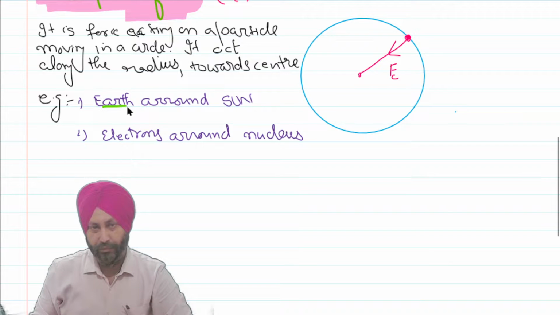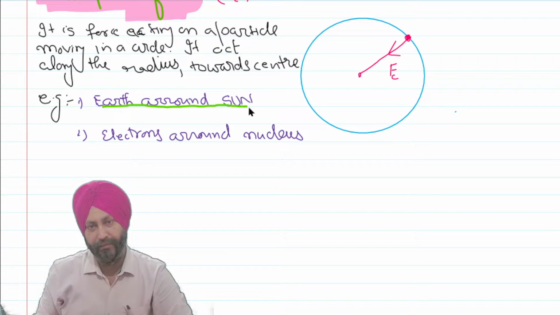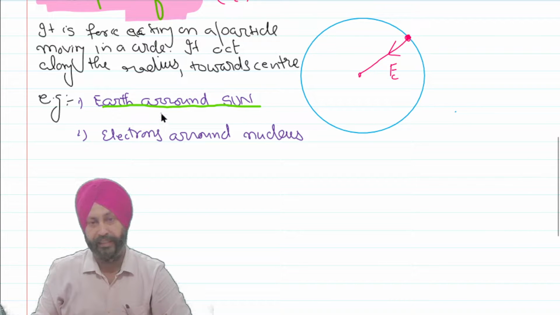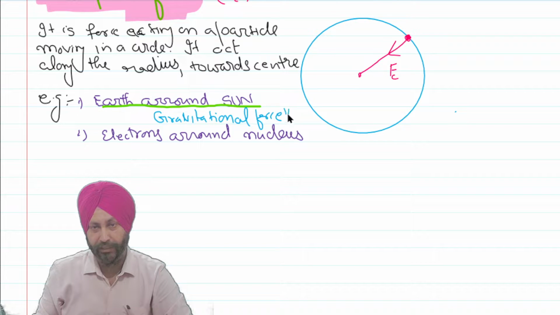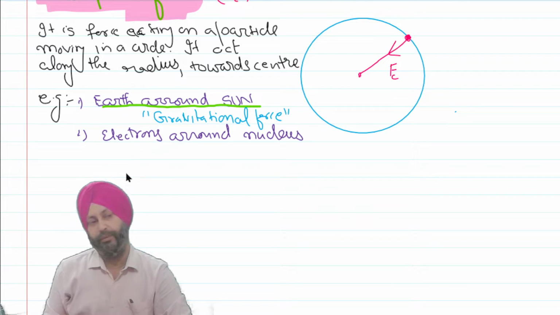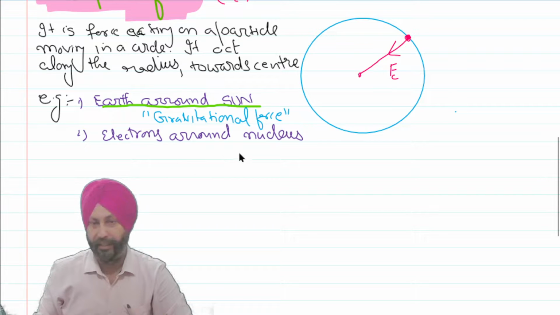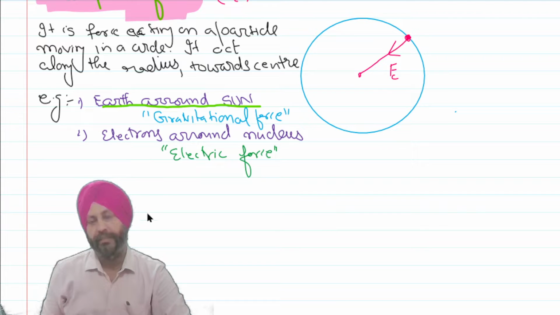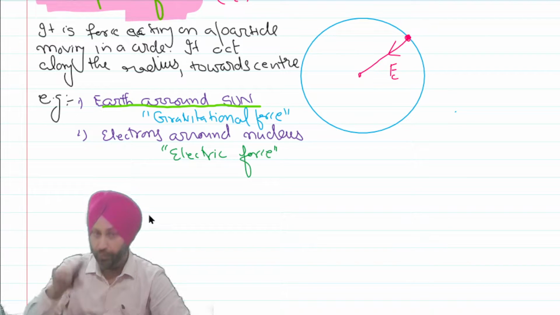For earth around sun, what is the centripetal force? It is the gravitational force which is acting as the centripetal force. Now one more important thing: gravitational force is a source of centripetal force. What about electrons around the nucleus? Electric force. Positive and negative charges attract each other. Electric force is the source of centripetal force.